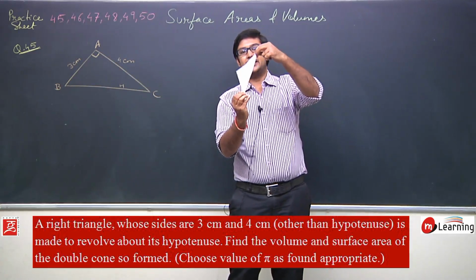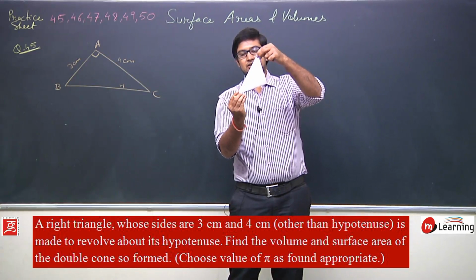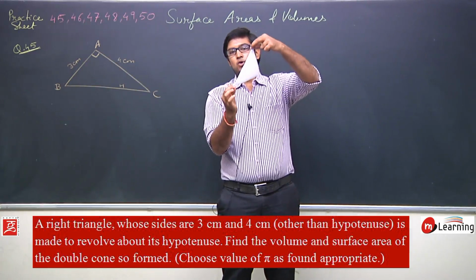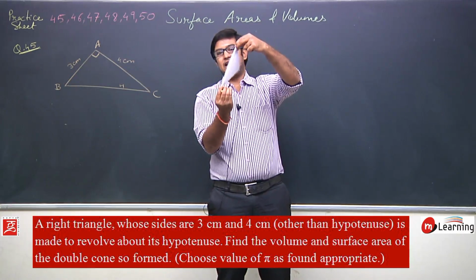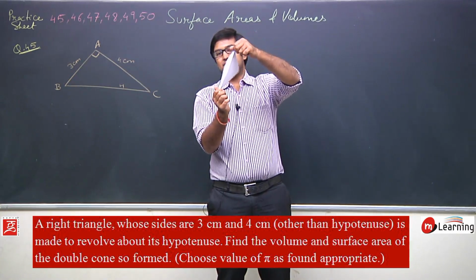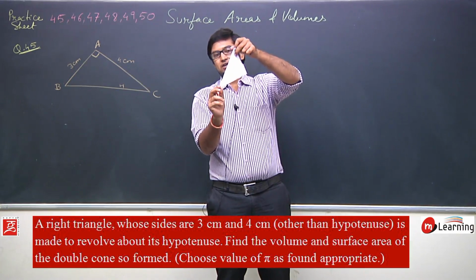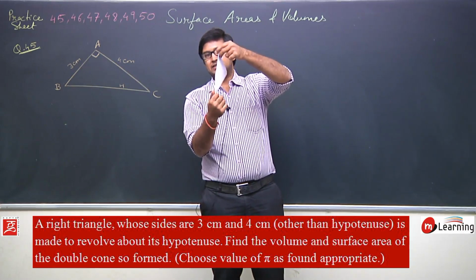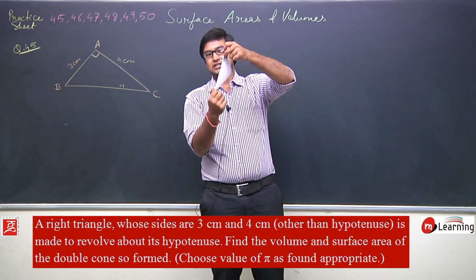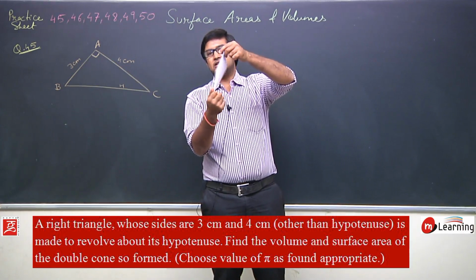It means something like this. What I am doing is I am holding the two vertices which are connected to the hypotenuse, and I am rotating this right triangle in such a manner that it will form a solid figure. Just try to imagine I am rotating this right triangle like this. So it is going to form a solid figure.